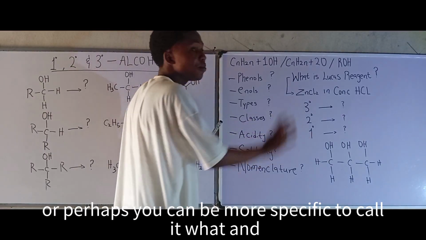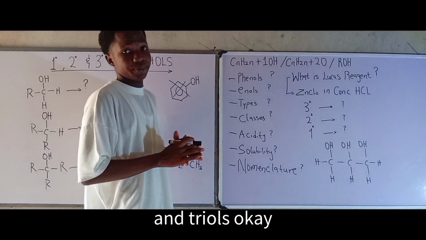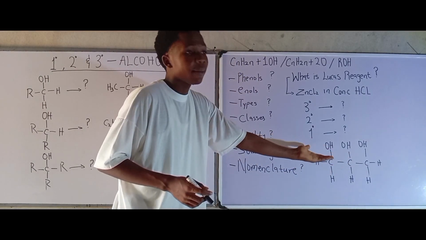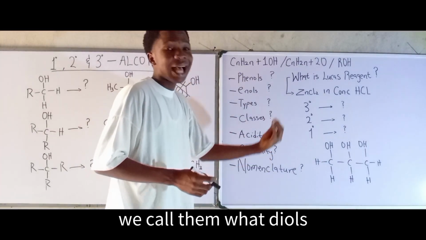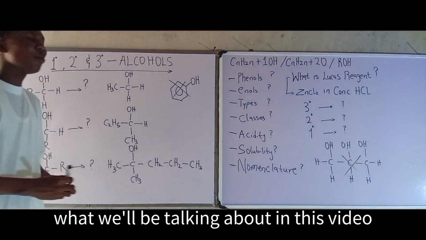Or perhaps you can be more specific and call it a triol. Where we have two OH groups present in an aliphatic carbon chain, we call them diols. So this one is not among what we'll be talking about in this video, but we'll come to that.